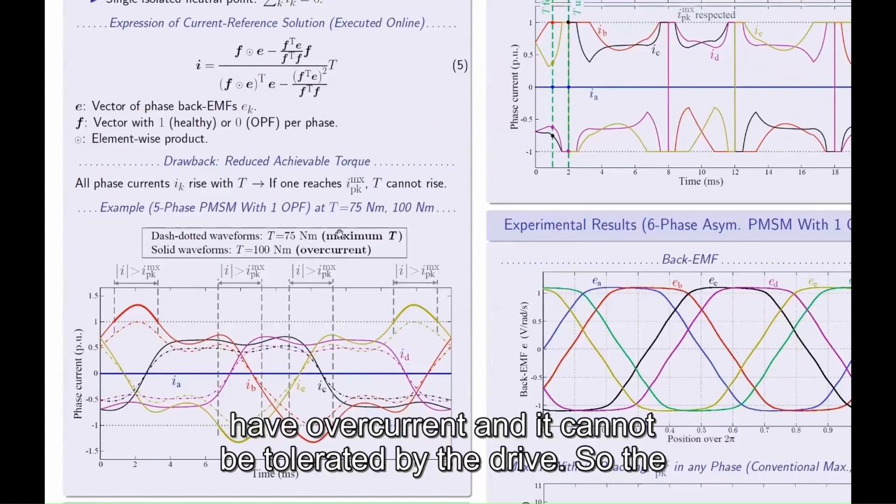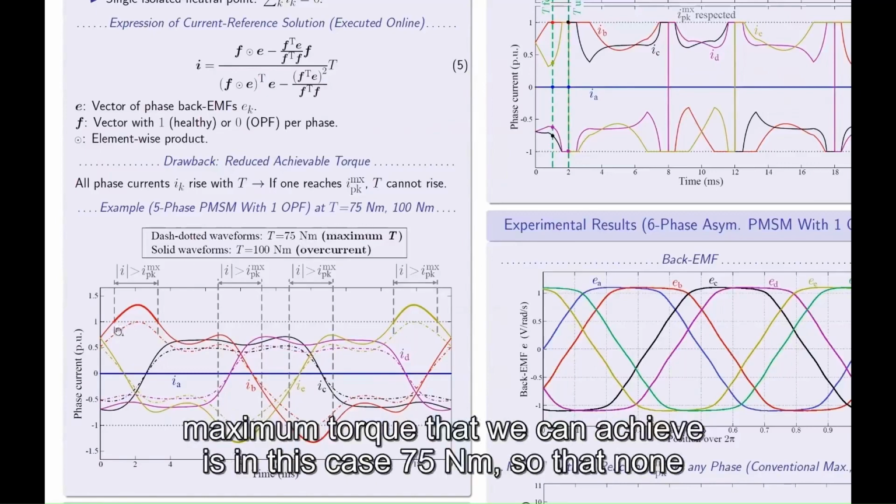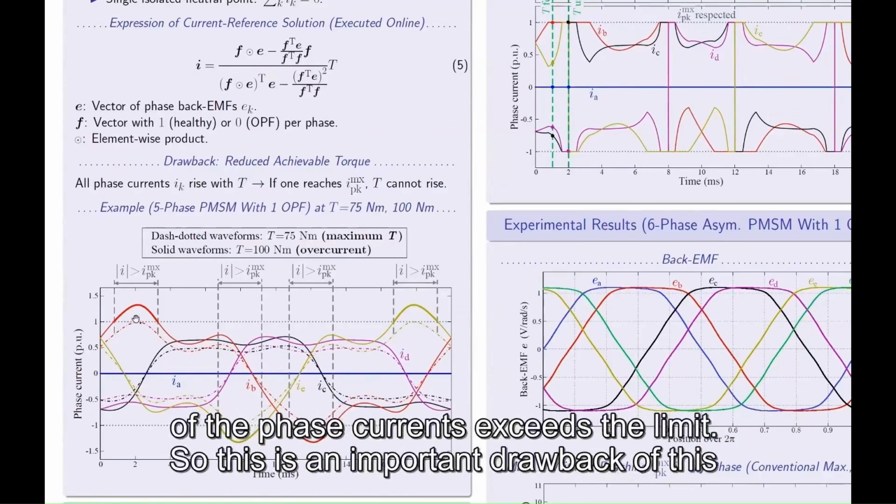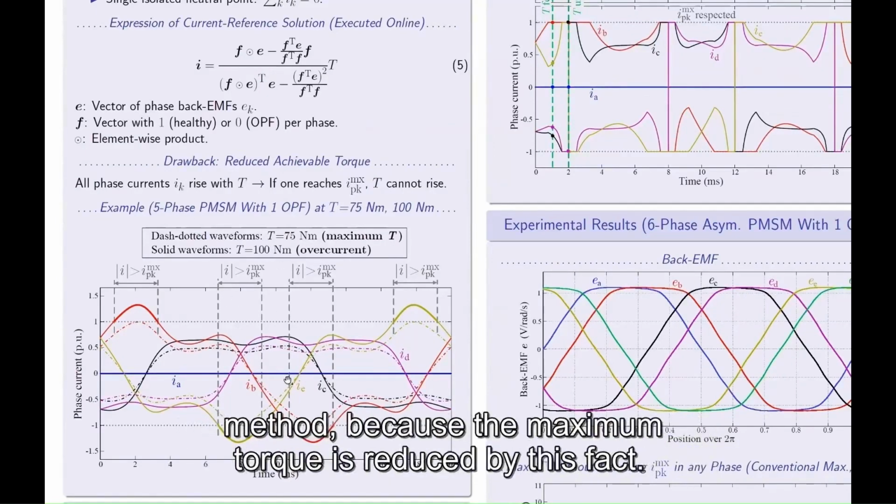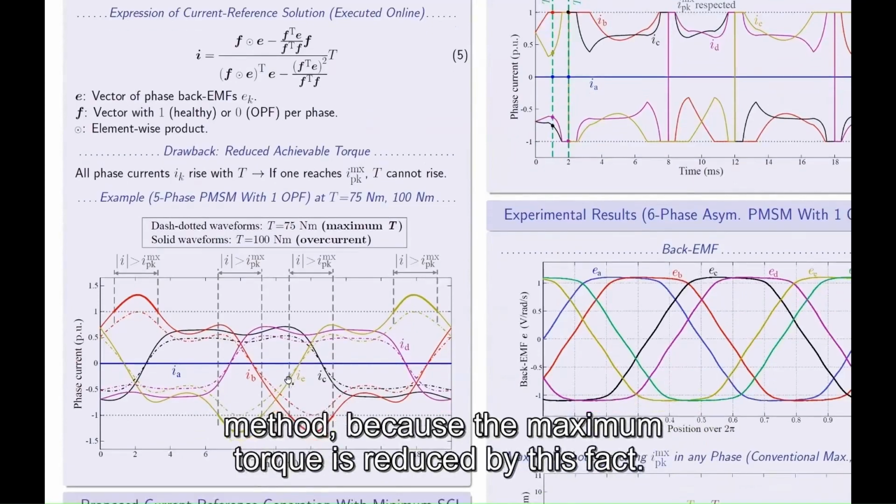So the maximum torque that we can achieve is, in this case, 75 Newton meters, so that none of the phase currents exceeds the limit. So this is an important drawback of this method, because the maximum torque is reduced by this fact.